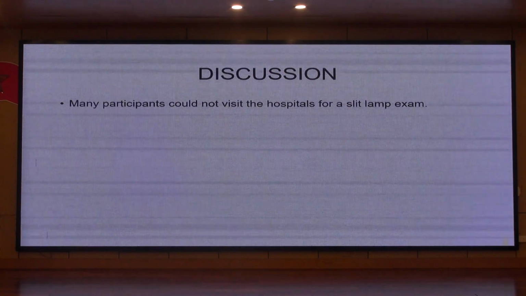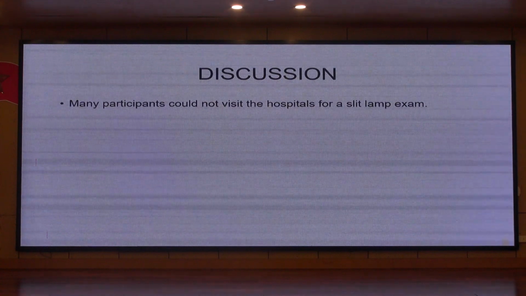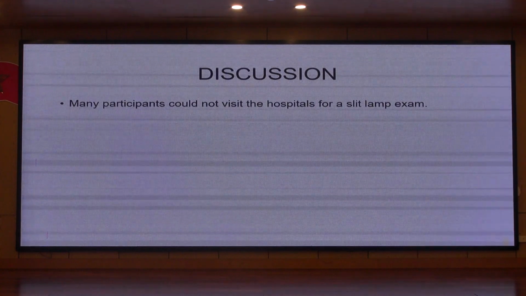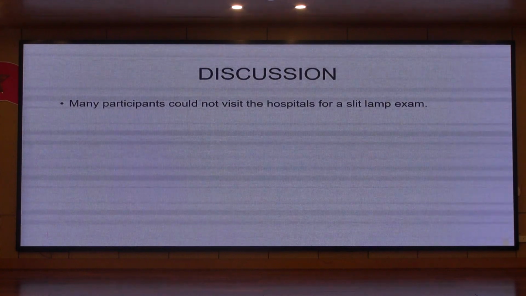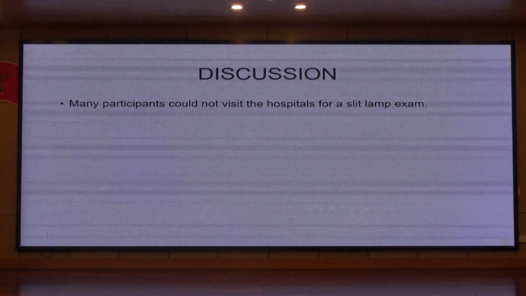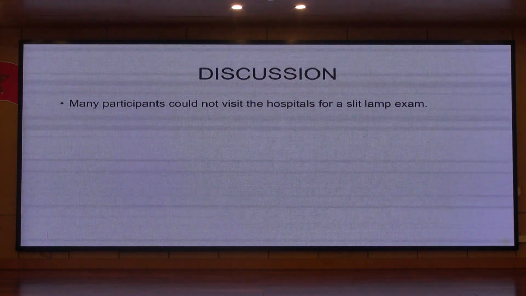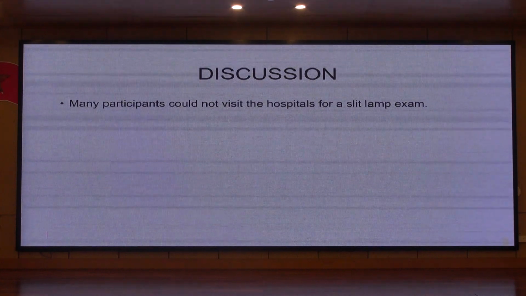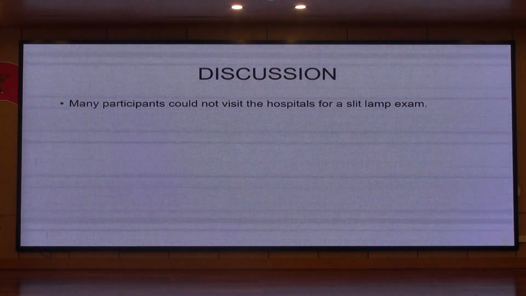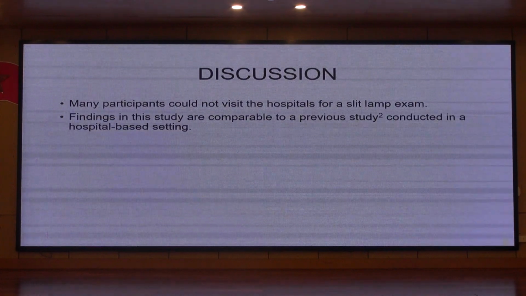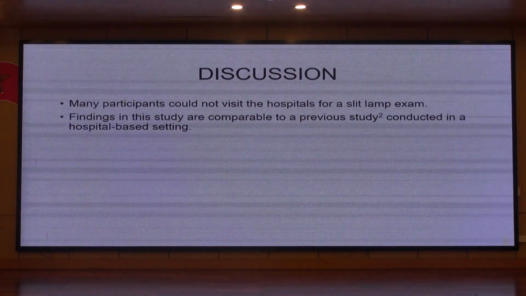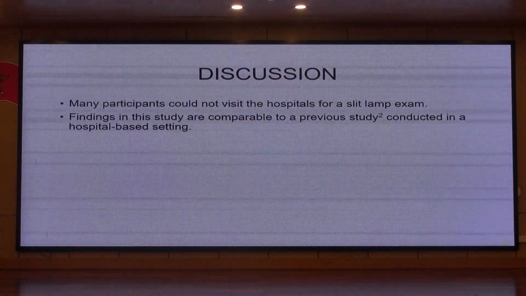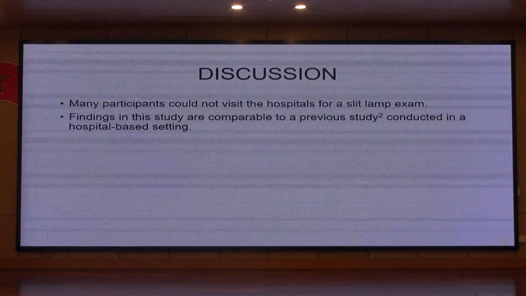And because the pen light exam is less sensitive than the slit lamp exam, we think that the predicted values of the corneal photographs using the slit lamp exam may be more accurate. However, it is possible that there are inherent differences in the characteristics among those who could and could not present to the hospital, and that could potentially introduce bias to the result. And findings in our study are also comparable to a previous study conducted in a hospital-based setting, which reported that corneal photographs tend to miss smaller scars.